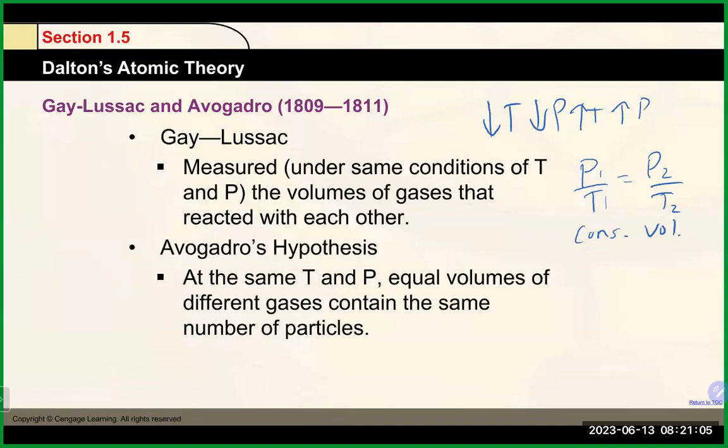So Avogadro's law is V1 over N1 equals V2 over N2. N is the moles of gas, and V is the volume. Under constant pressure and temperature, as the volume increases, so does the number of moles of gas. They increase and decrease together, proportional to each other.